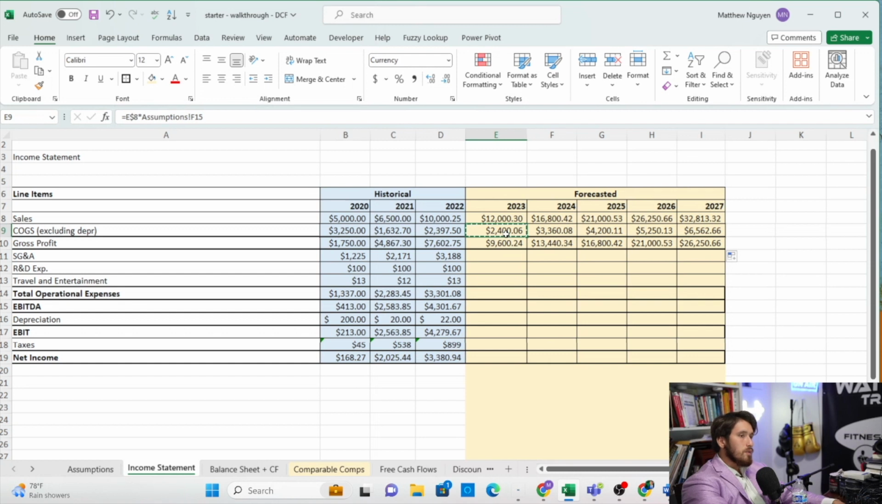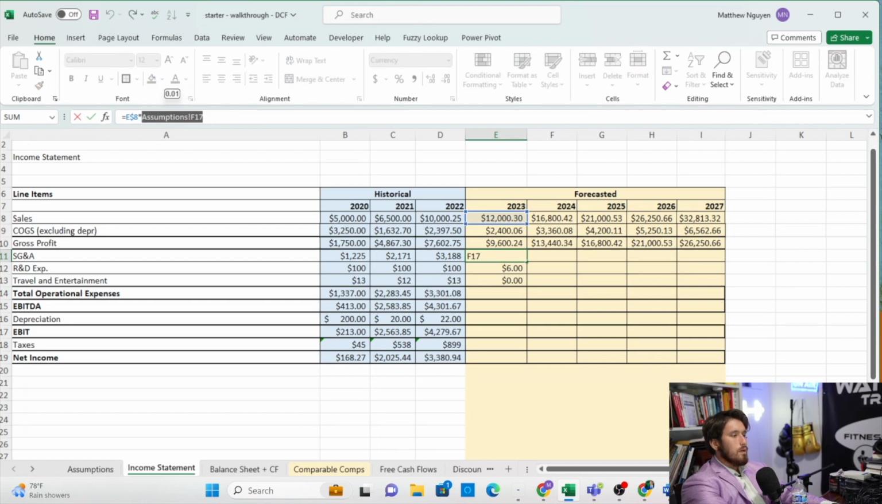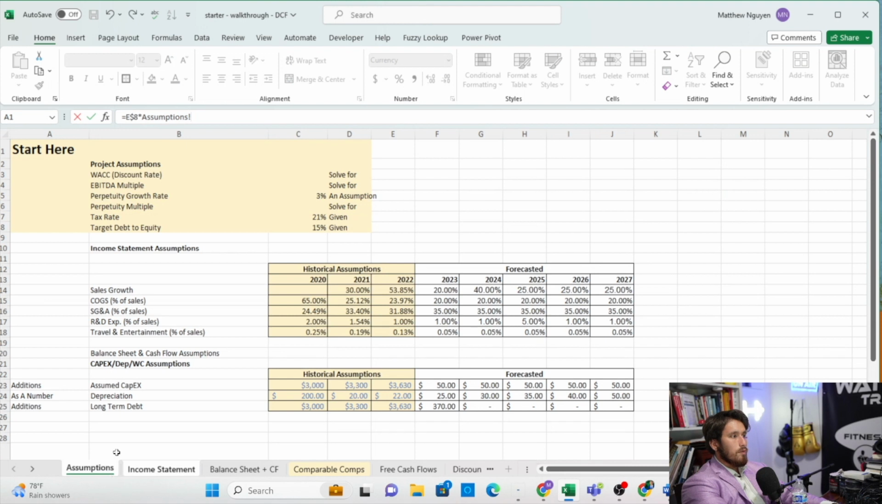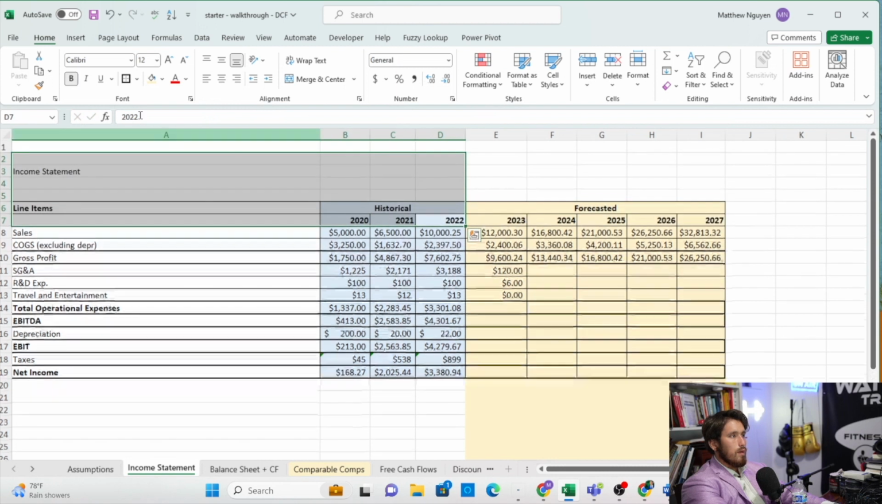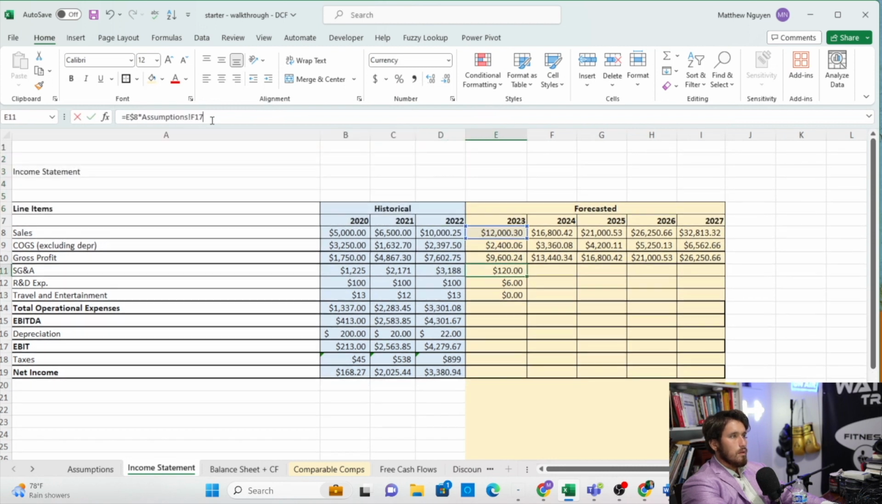All right, SG&A. Let's copy this. Let's see if this works. All right, it's looking good. And we should be able to pull this down. Looks like we're off by 1. Okay. So what we'll do here is we'll go back. It should be F16. So we'll just change this to F16, and we'll pull this down. We lock the sales number. So that should be good.